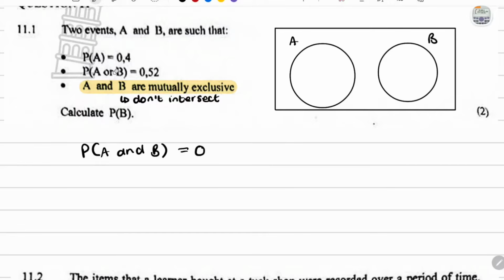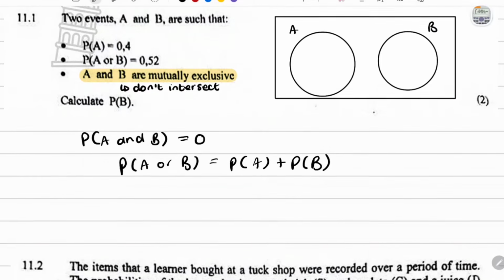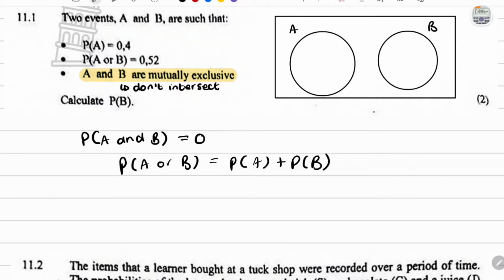So we'll simply use what they told us here. They told us the probability of A or B, and that has a formula. The probability of A or B is equal to the probability of A plus the probability of B, minus the intersection, minus the probability of A and B. But we already know that's 0, so we don't even have to include it, because it's like minus 0. So let's fill in what we have and you'll see we'll find the probability of B.